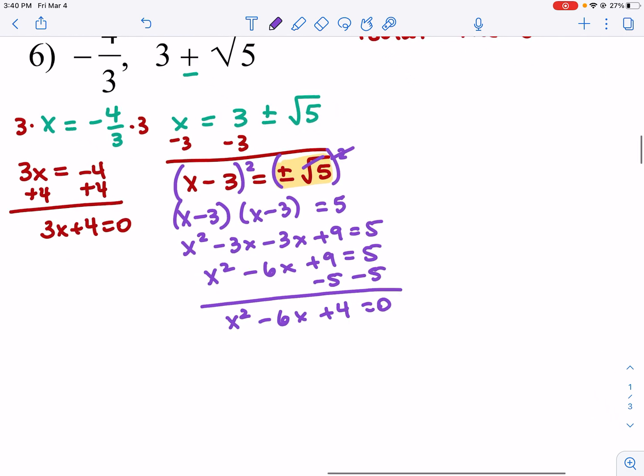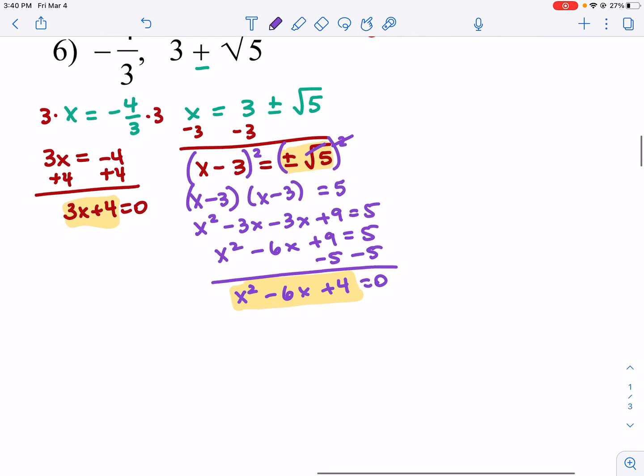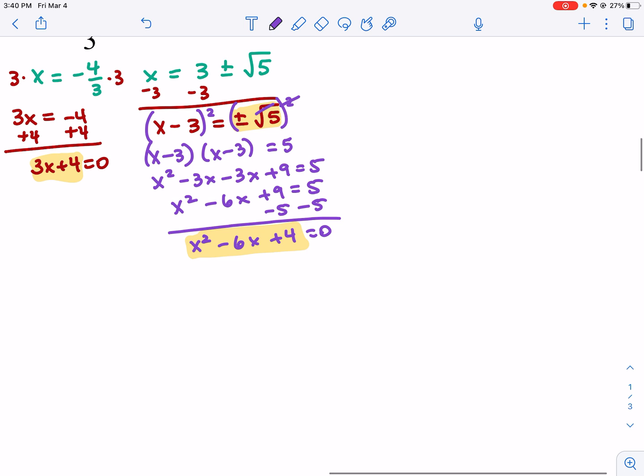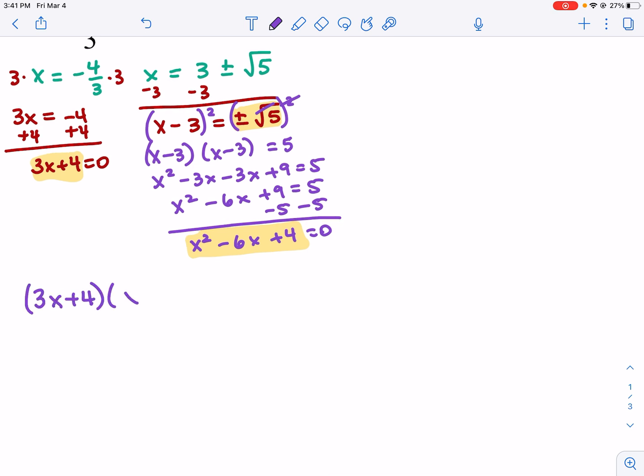So now, it was a long process to get it to equal 0, but now I know what the two things are that I have to multiply. I have this linear factor, 3x plus 4, and I have this quadratic. So if I put those together, 3x plus 4 times x squared minus 6x plus 4, and distribute through, this will give me my third degree polynomial here.